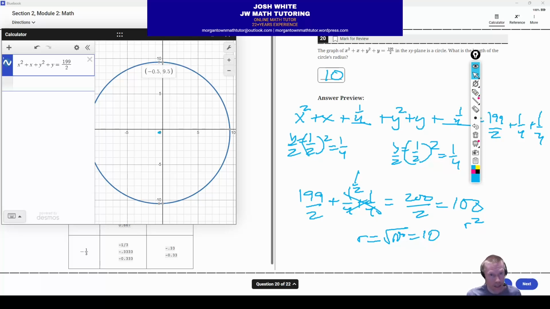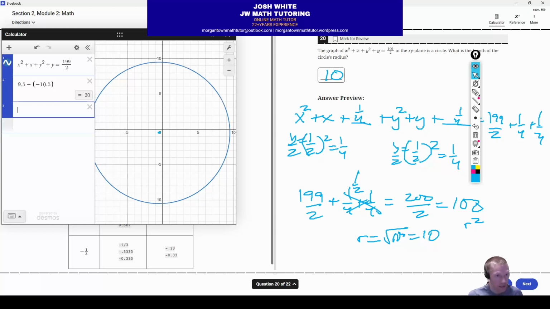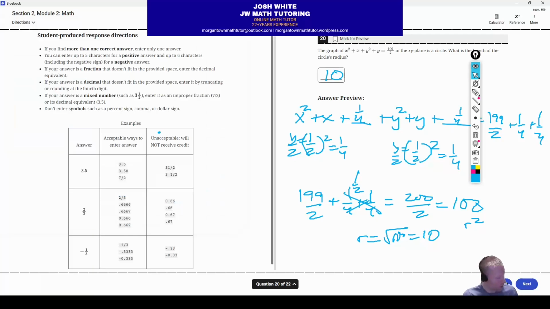So what you want is this point and this point, okay? So what's the distance from 9.5 to negative 10.5? I just subtract them. The total distance from top to bottom of the circle is going to be 20. That is the diameter. Half of the diameter is the radius. Therefore, the radius is 10. That's how you could figure out this entire problem in Desmos, without needing to do any of this work.